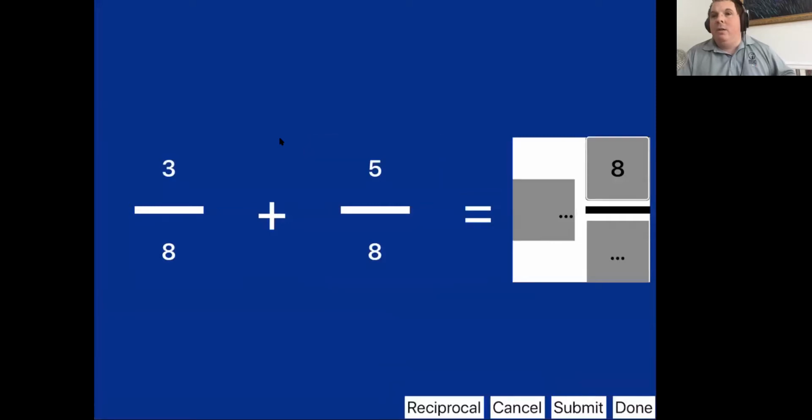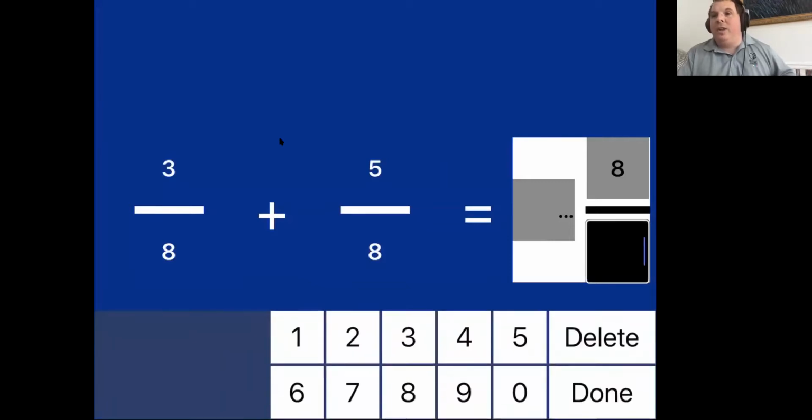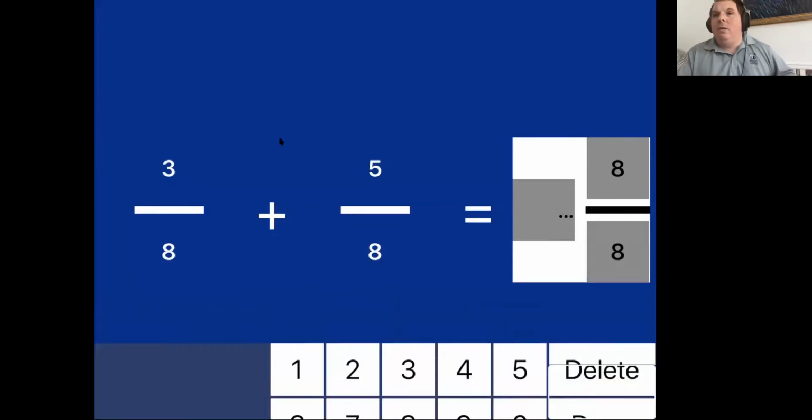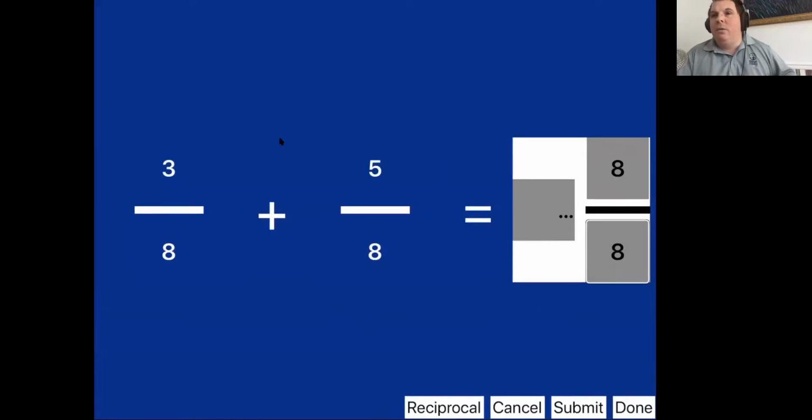Blank reciprocal. Blank denominator. So we have a denominator button. I'm going to press text field, 8. Press done. 8. Denominator. Reciprocal. Cancel. Submit. And this is how we would submit. So I'm just going to go ahead and do that.